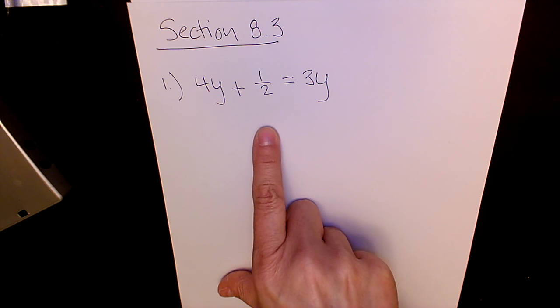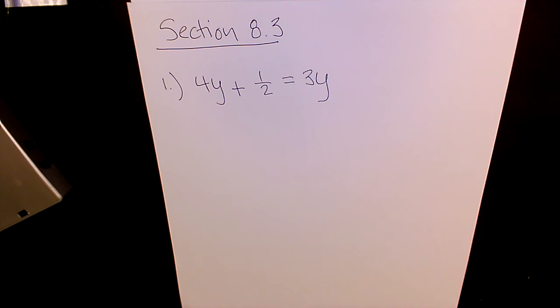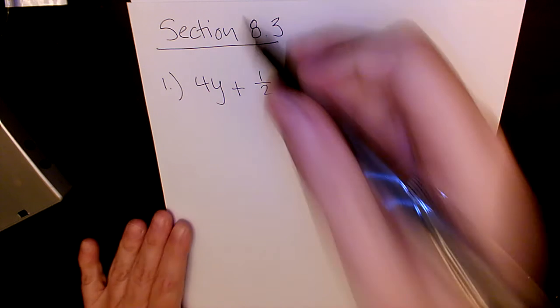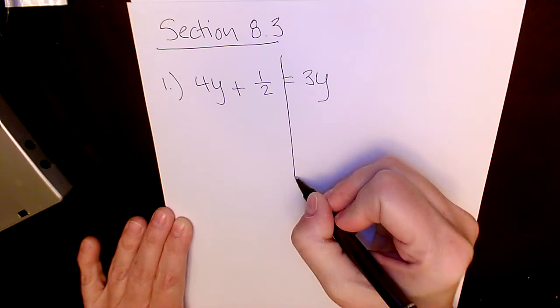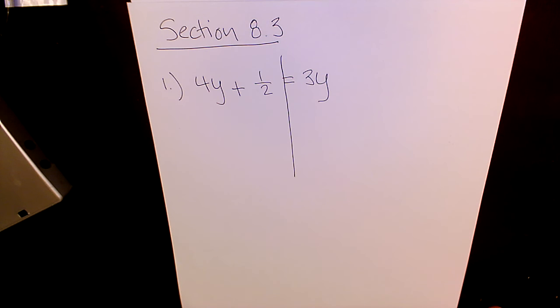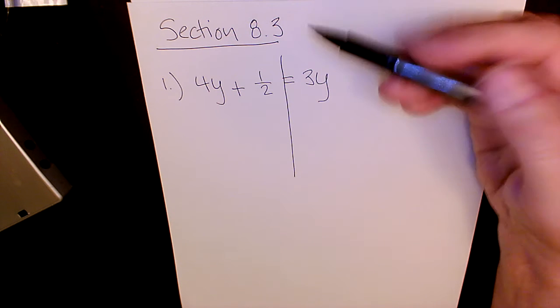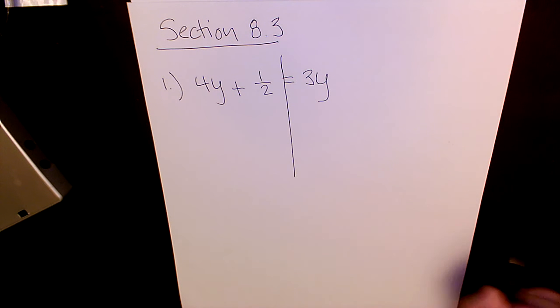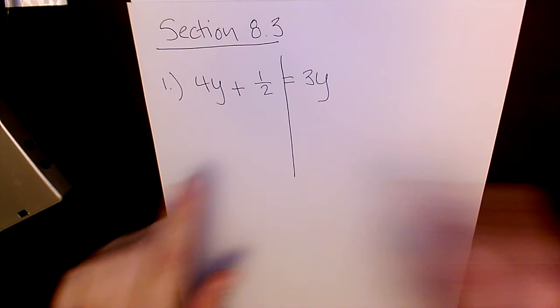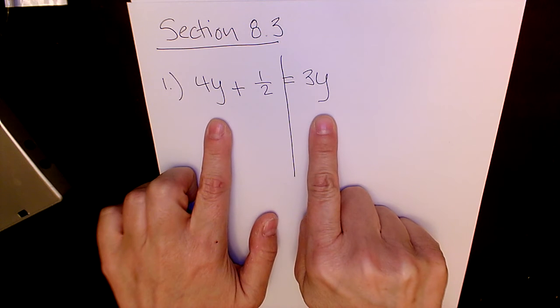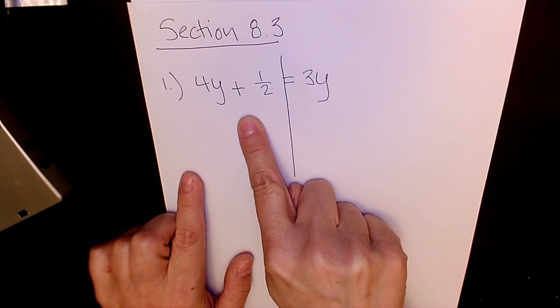4y plus a half equals 3y. We want to solve for y. We want to know what is y equal. So I'm going to draw a line to break it up into two pieces. I've got y's on both sides. So I'm going to start with the y's. I'm going to start on the side that has more.